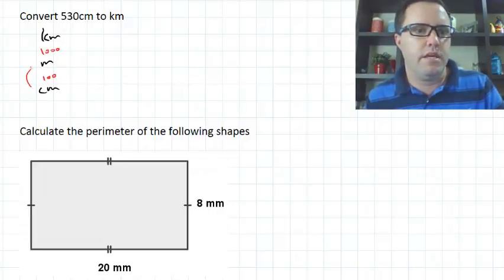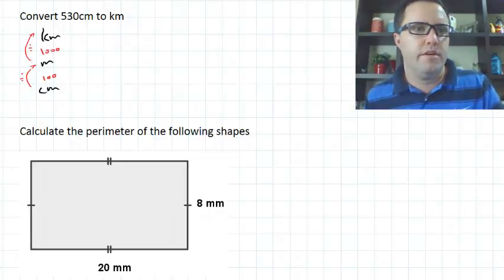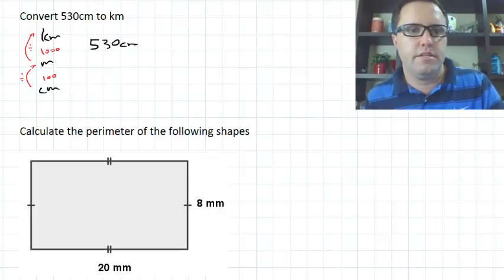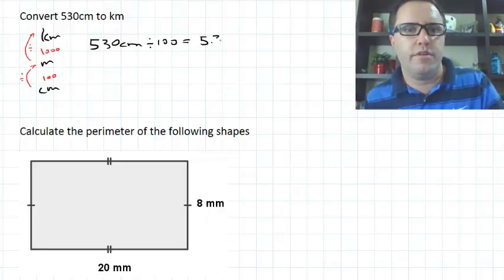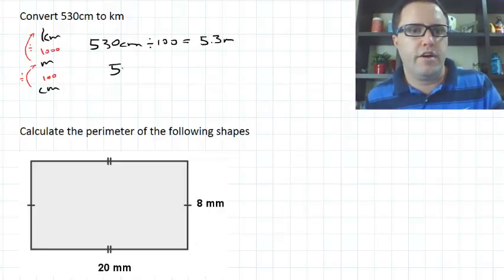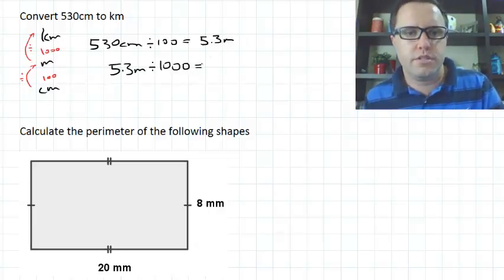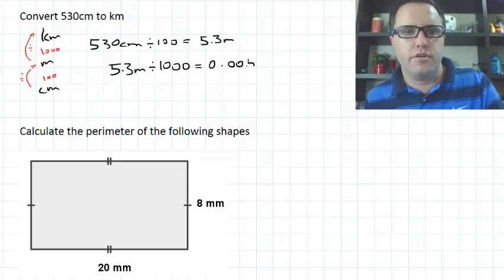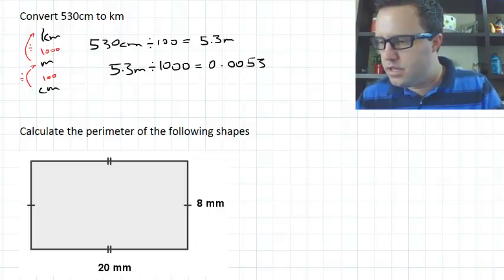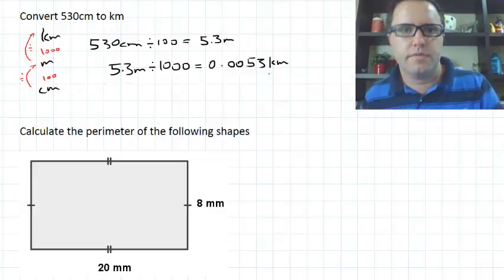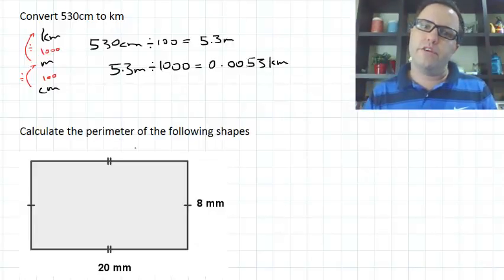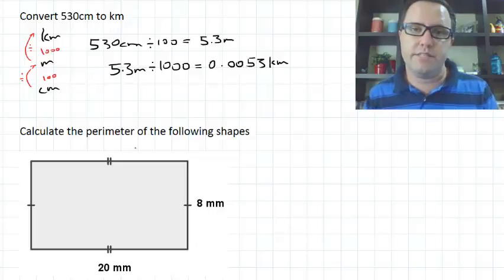So we're going to be dividing by 100, then dividing by 1,000. Okay, so 530 centimeters divided by 100 equals 5.3 meters. Then 5.3 meters divided by 1,000 equals 0.0053 kilometers. Okay, so that's how we do our little conversions. Fairly easy, and you get plenty of chance to practice that.